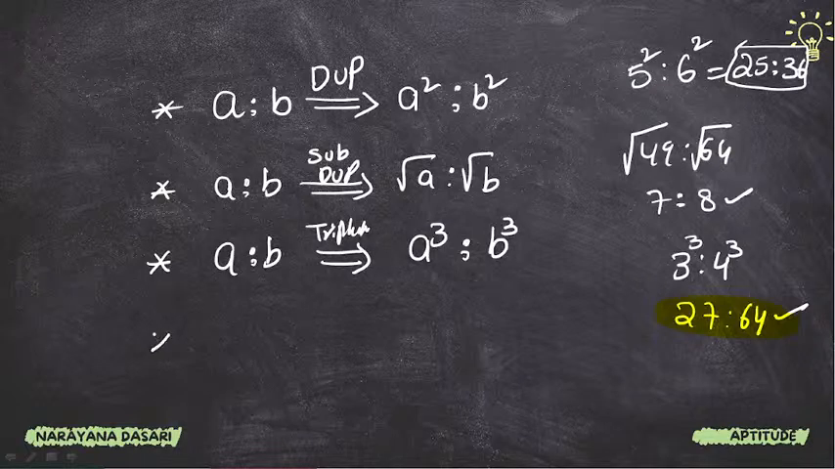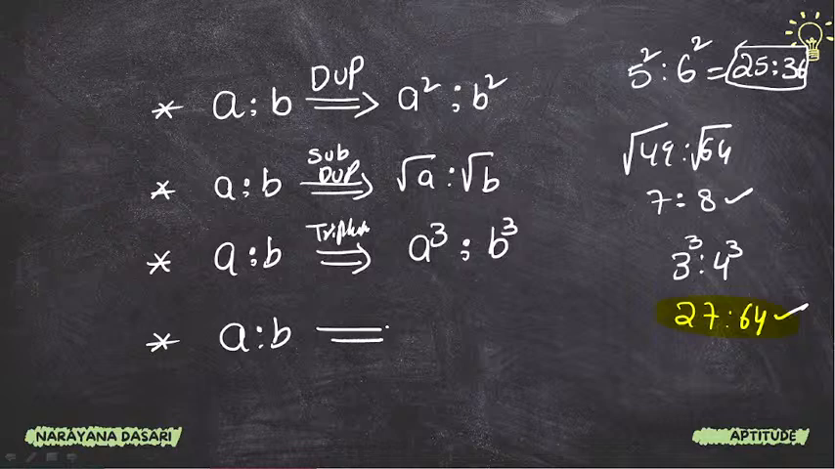Right. Coming to the next point, guys. A is to B sub-triplicate ratio.